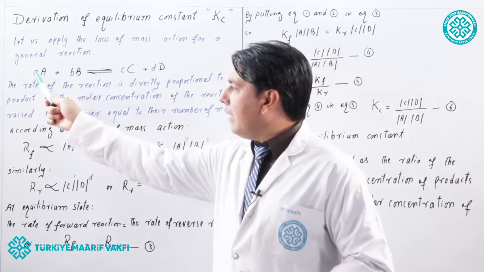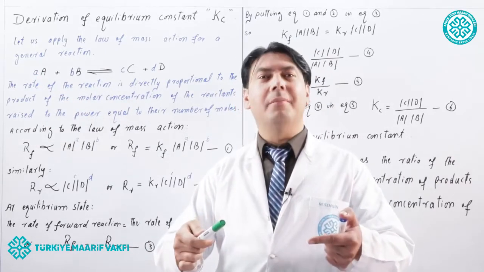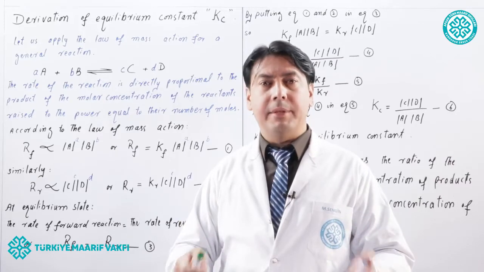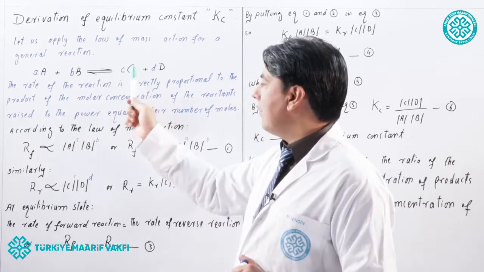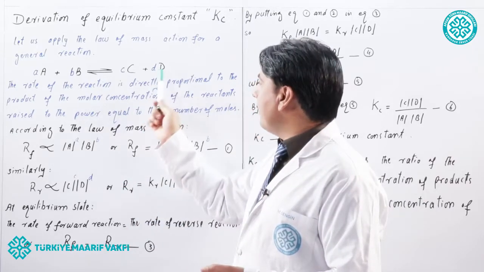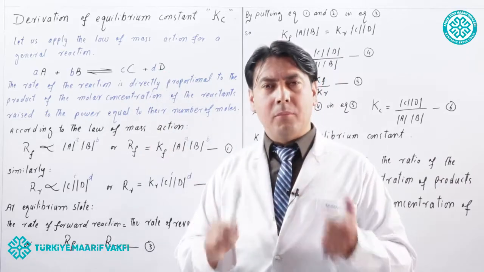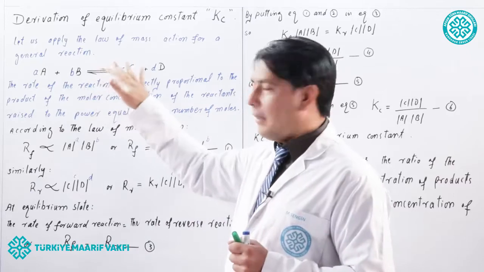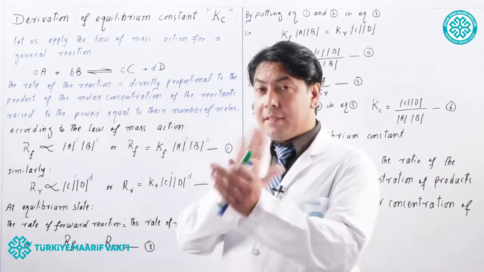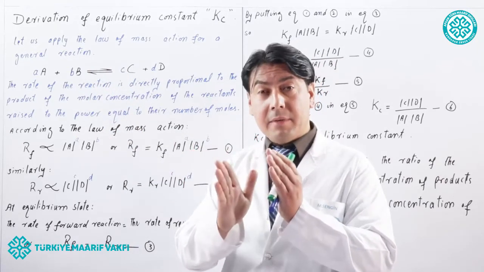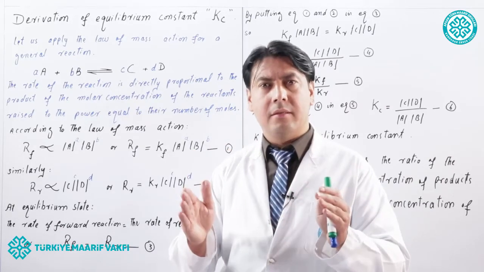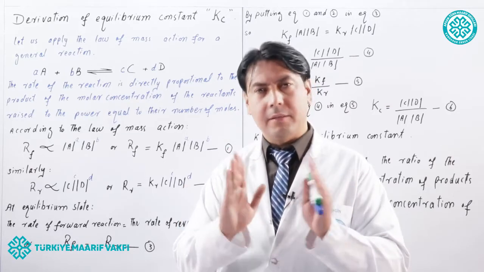Here, the small a indicates the number of moles of reactant A and small b indicates the number of moles of reactant B. Similarly, the small c indicates the number of moles of the product C and the small d indicates the number of moles of product D. This is a balanced reaction and this is a reversible reaction, and this reversible reaction is at the state of equilibrium. We have already discussed the equilibrium state and the reversible reaction.